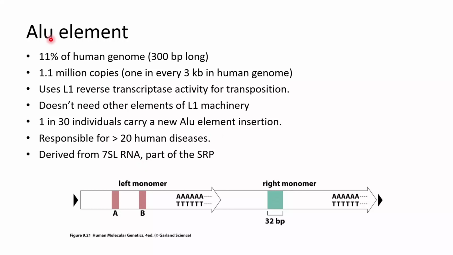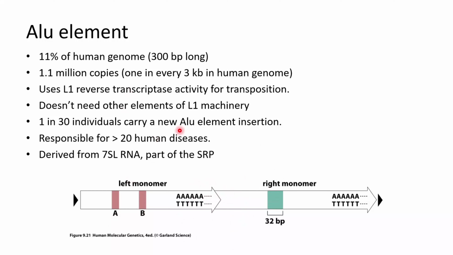So the ALU element is not autonomous. It requires the reverse transcriptase of the L1 element. And so if there's no L1 element, these guys cannot do their job. But they don't need anything else other than this reverse transcriptase, because this sequence here is transcribed normally. Okay? So this is basically transcribed using an RNA polymerase. Very simple. This is one of the other reasons why it is causing a lot of problems. It's because it does not require anything special to be translocated other than the reverse transcriptase.